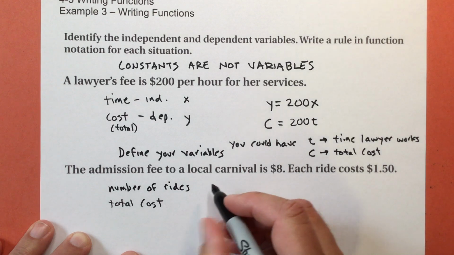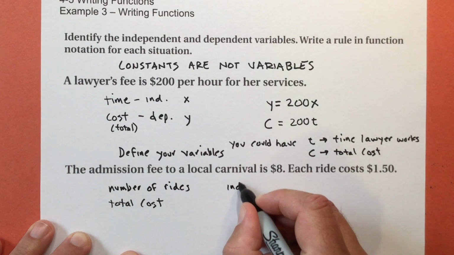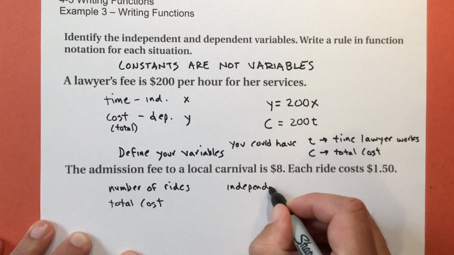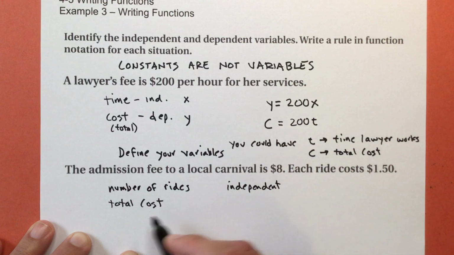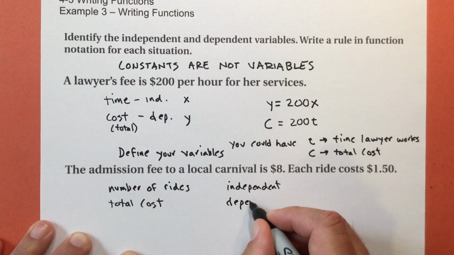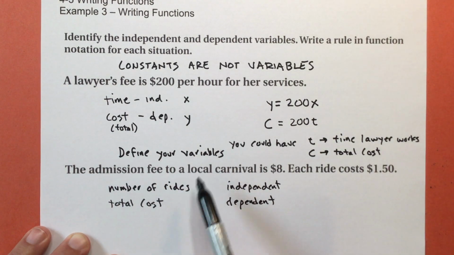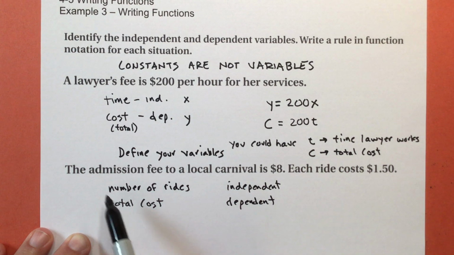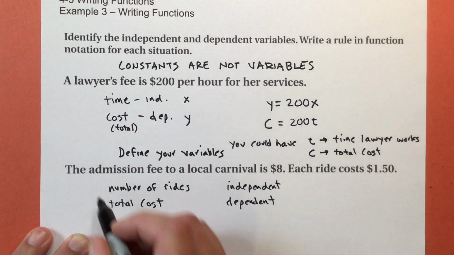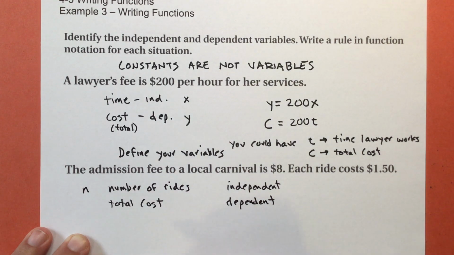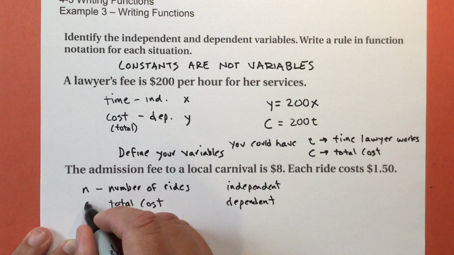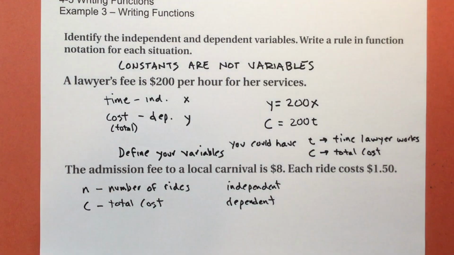Now, this is the independent variable because you get to choose how many rides that you're going to go on. The total cost is the dependent variable because how much you pay depends on how many times you ride. And I said, let's define our variables. I kind of already have. I just have to pick a letter for it. I can use x and y again, or I can use n for the number of rides, and c one more time for the total cost. All right, so that's the first step.